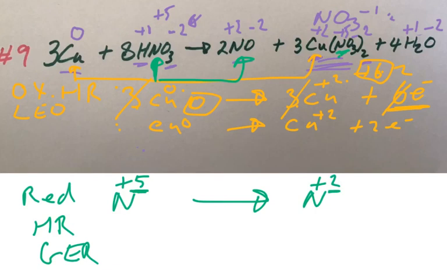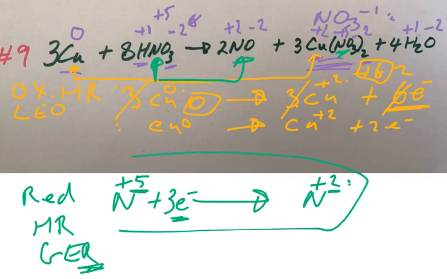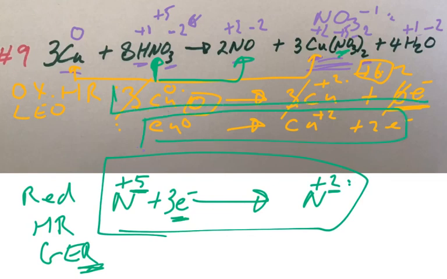What do I do, people? I have to put electrons on the reactant side. How many electrons do I need? I'm going to need 3 electrons, right? Because 3 negatives plus 5 positives gives me +2. And this right here, folks, is my reduction half reaction. And I can use this or this as my oxidation half reaction.